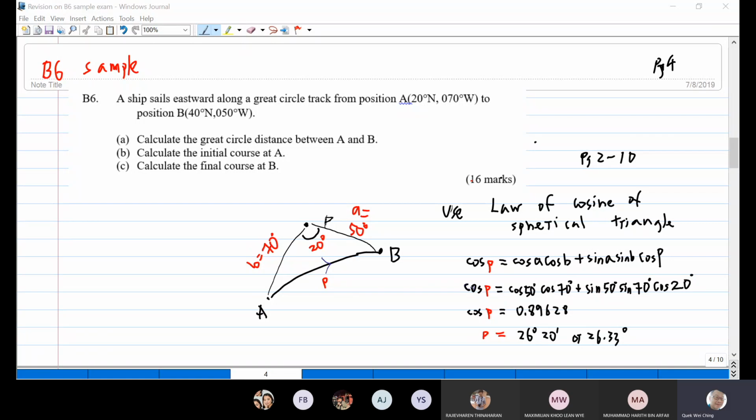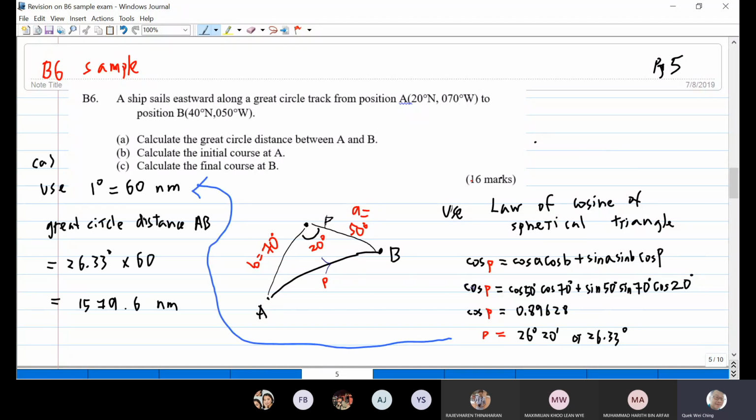Okay, after I find part A already, I do one step at a time. Now I do part B. Calculate the initial cost at the point A. What does it mean by initial cost? Cost basically is a bearing. Okay, initial cost. But part A not finished yet because I want to find the distance in nautical miles.